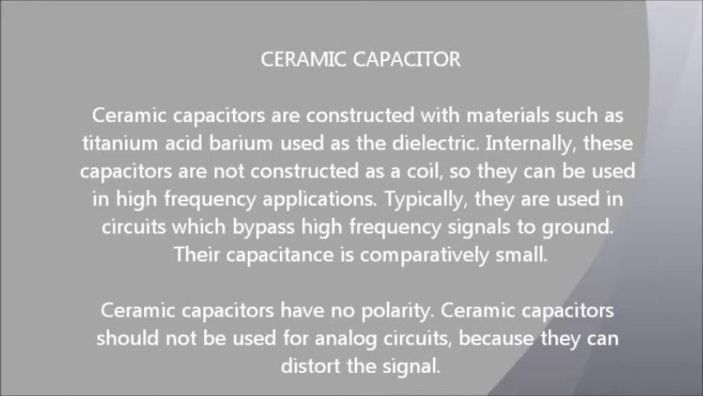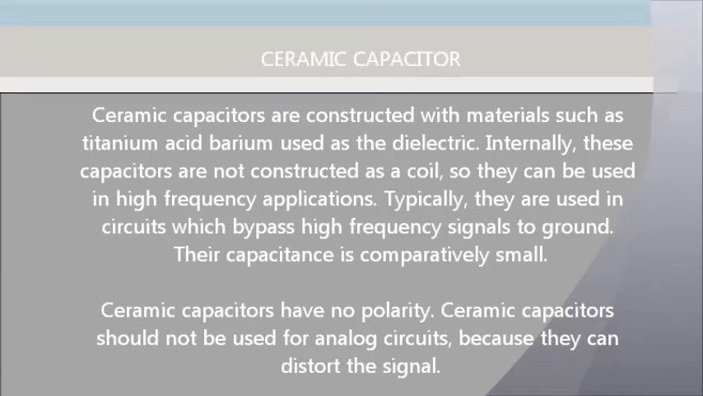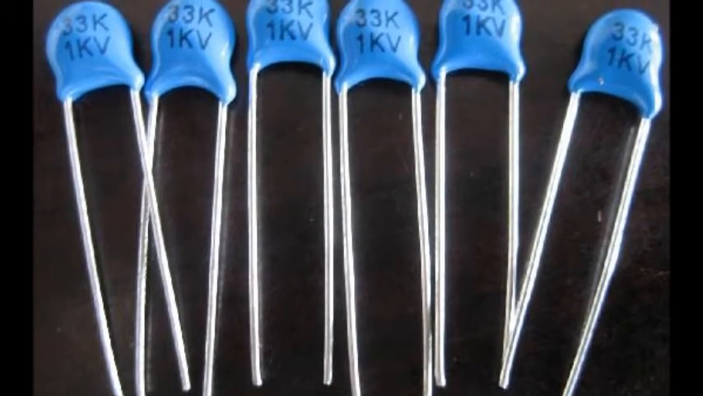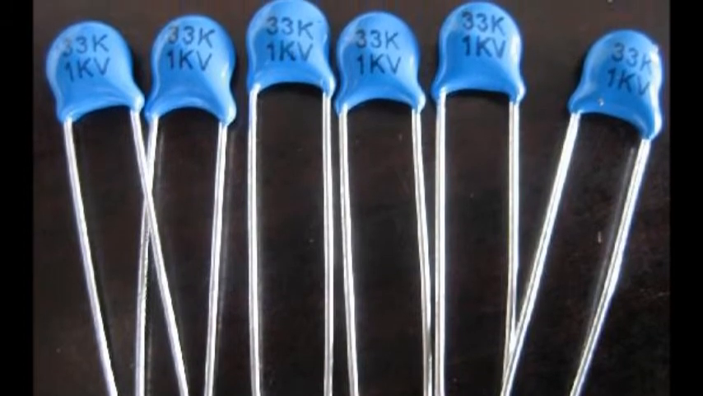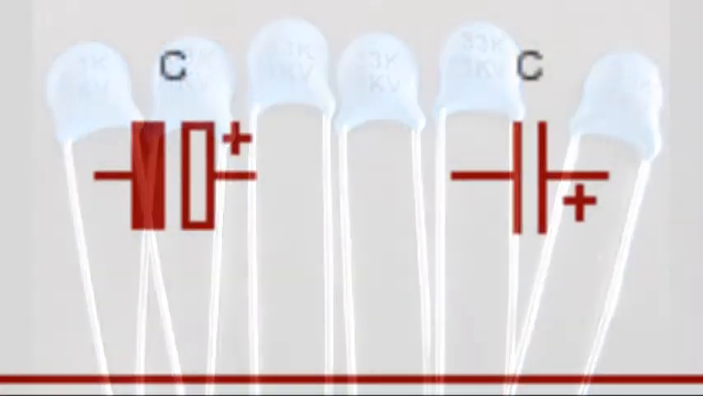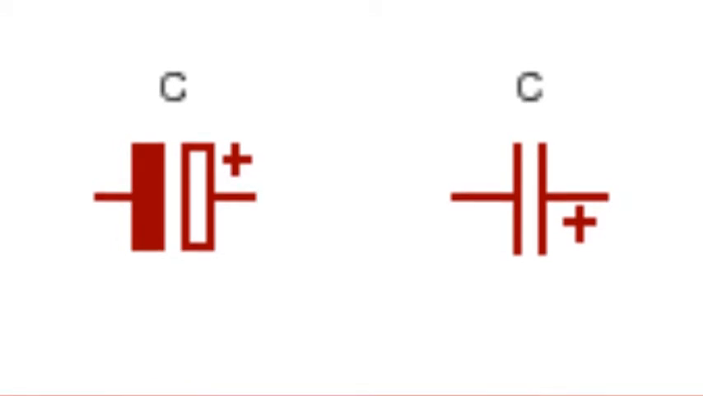Ceramic capacitors have no polarity. Ceramic capacitors should not be used for analog circuits because they can distort the signal. These are some of these. And this is the schematic symbol.